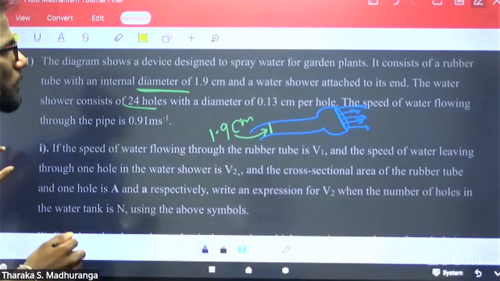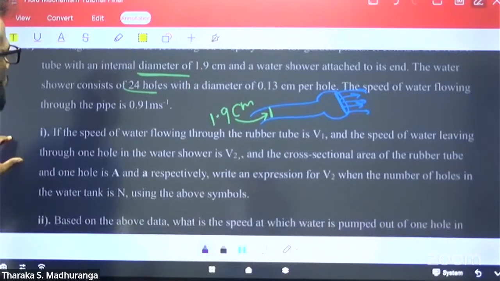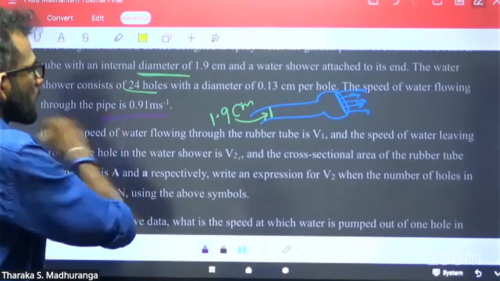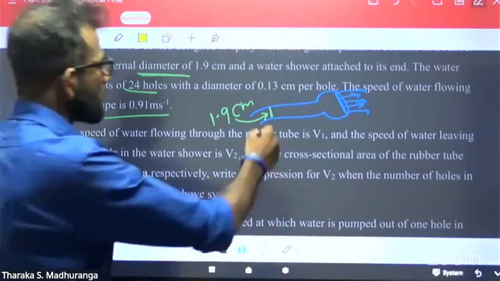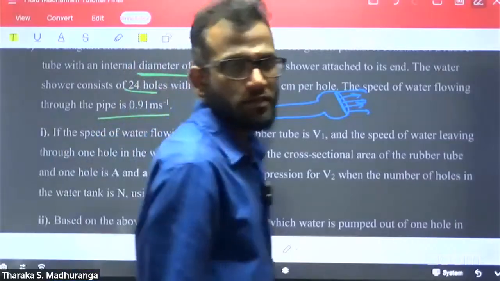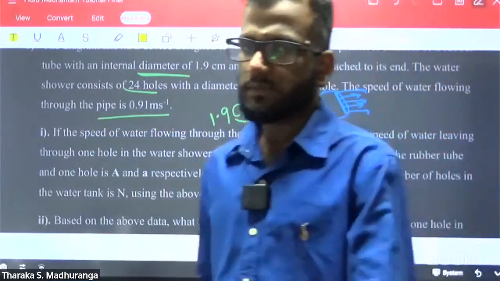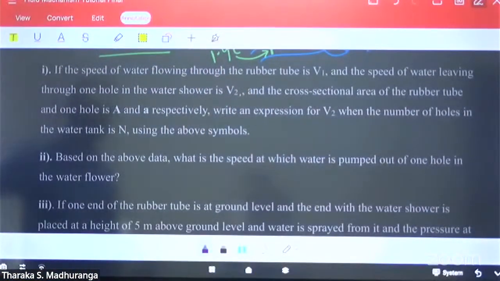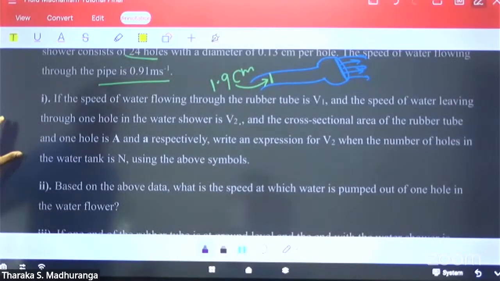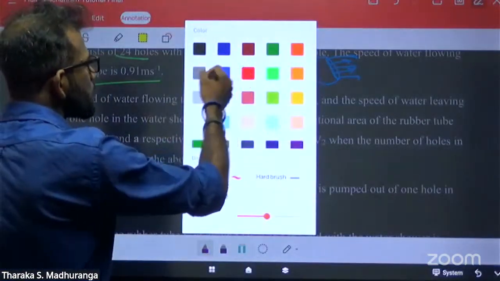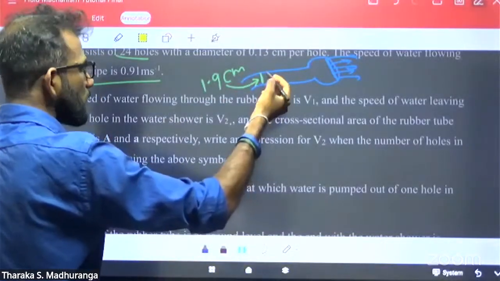The speed of water flowing through the pipe is given. The speed of water through the pipe is 0.91 meters per second. Okay, if the speed of water flowing through the rubber tube is V1 and the speed of water leaving, you can mark this data on the given diagram or your own diagram.